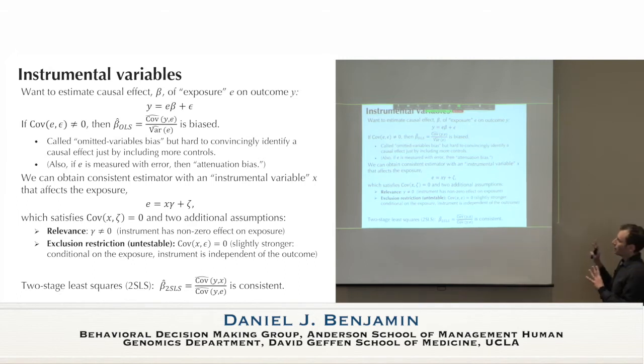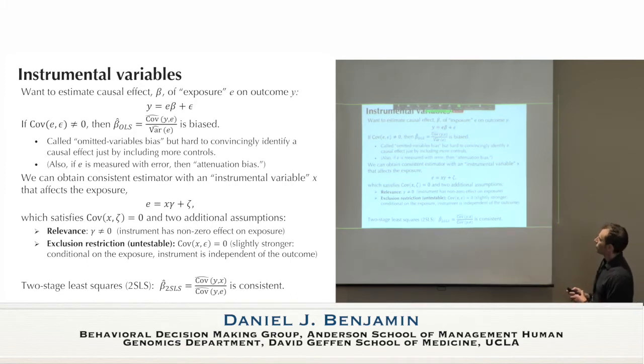OK, so there are a number of instrumental variables estimators. I'm going to focus on the simplest one, which is also the one most relevant for most Mendelian randomization applications, and that's called two-stage least squares. This is the two-stage least squares estimator. It's the ratio of the estimated covariance of the outcome and the instrument to the estimated covariance of the exposure and the instrument. And that's a consistent estimator for the true causal effect beta.